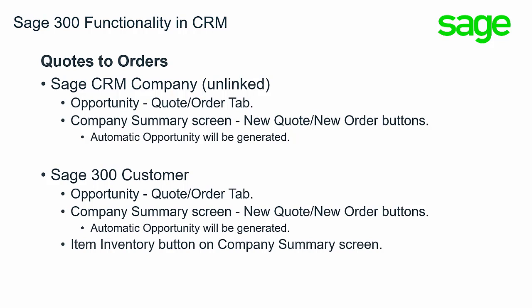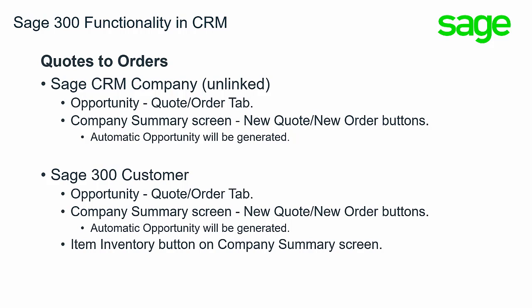One of the new functions added to CRM is the 300 quotes and orders. CRM originally has a basic quotes and orders functionality, but now with the integration, we're able to use the Sage 300 quotes and orders functionality from within CRM, directly creating Sage 300 quotes and orders. From CRM, we can create a Sage 300 quote or order not only for Sage 300 customers, but even for Sage CRM companies that are not linked to Sage 300.